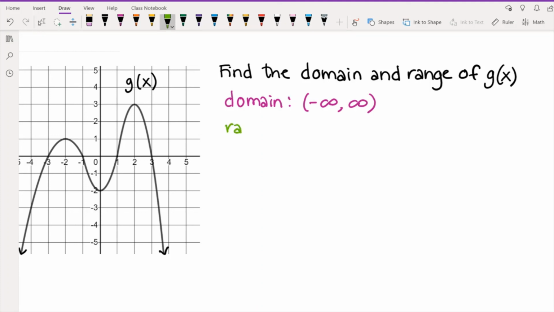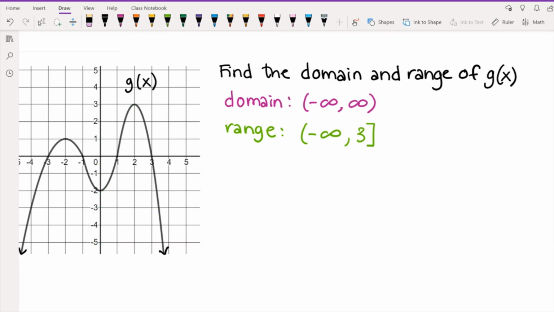All right, what about the range? If we scan from bottom to top, we can see that there is no lowest value on the graph. The graph keeps going down, and so the bottom of the graph is going to be negative infinity. However, the graph does not keep going up forever. Scanning from the bottom to the top, the graph stops at 3. It doesn't continue after 3. And so the right side of the range should be 3 with a bracket, because this point is included in the graph.